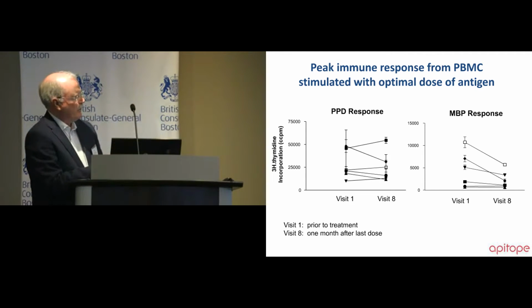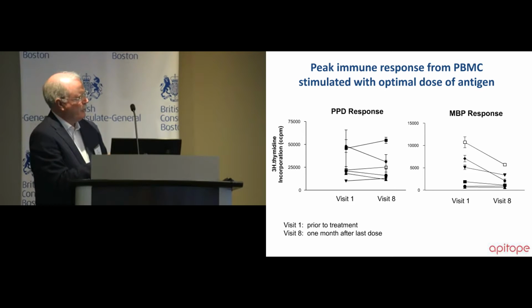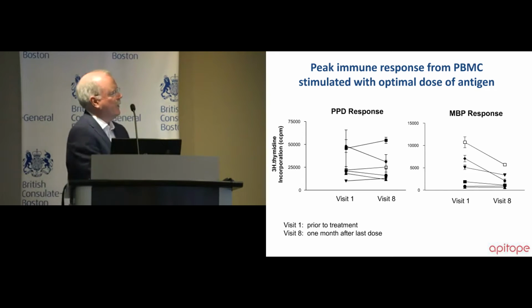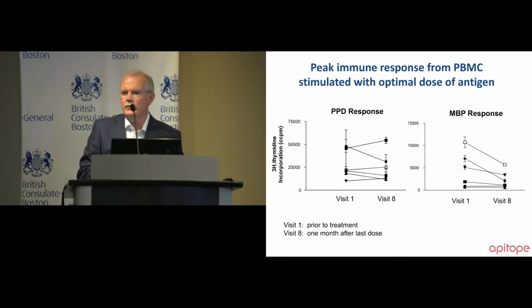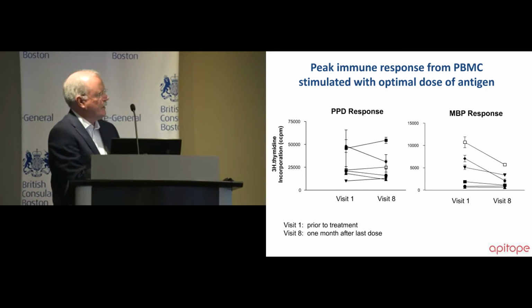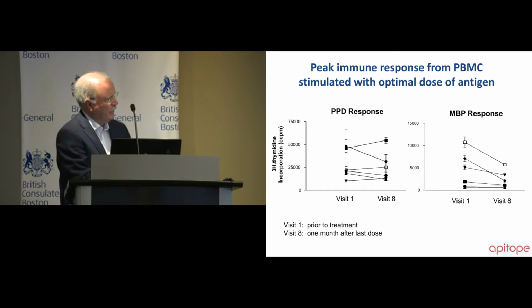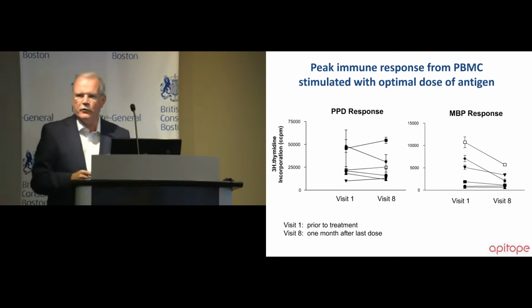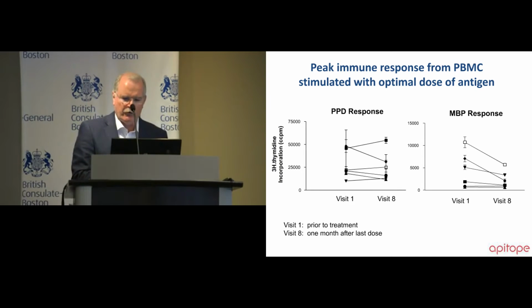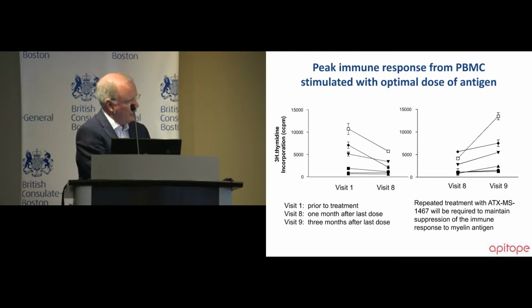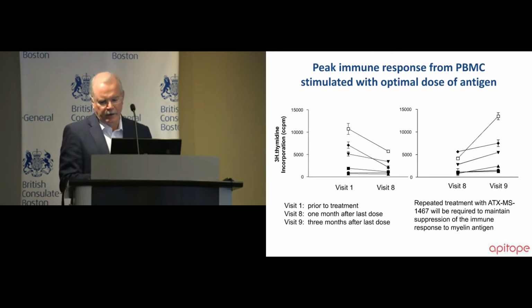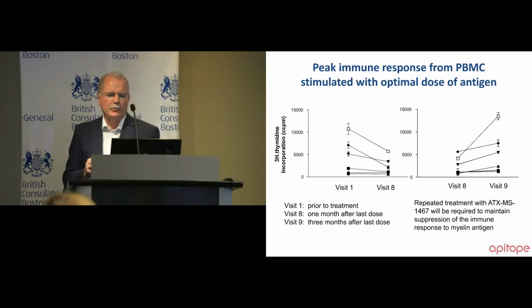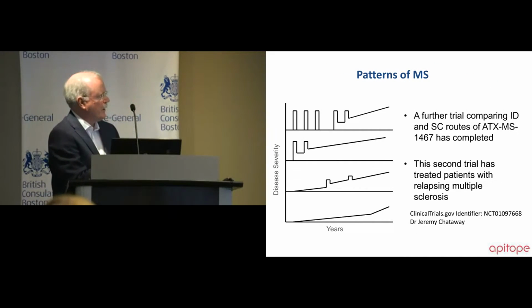Looking at the immunological parameters, we had to measure immune responses to vaccine components. The PPD, as you all know, is a component of the BCG vaccine, and there was no significant change over the course of the trial in the response to PPD. However, in those patients who had a significant response to myelin basic protein, they all showed a downward trend. And most importantly, if you then compared 3 months after the end of the trial, the immune response begins to come back again.